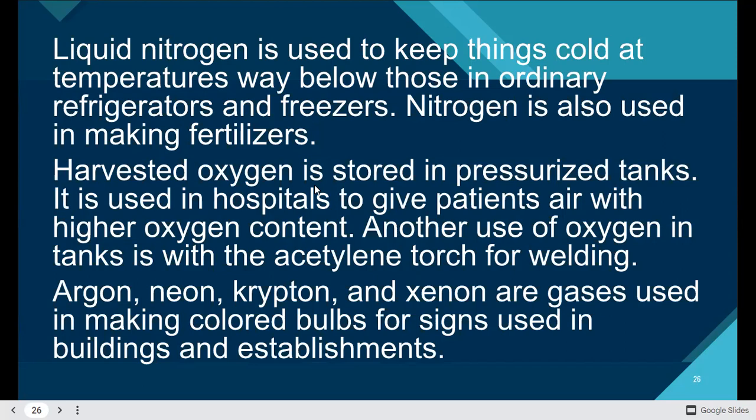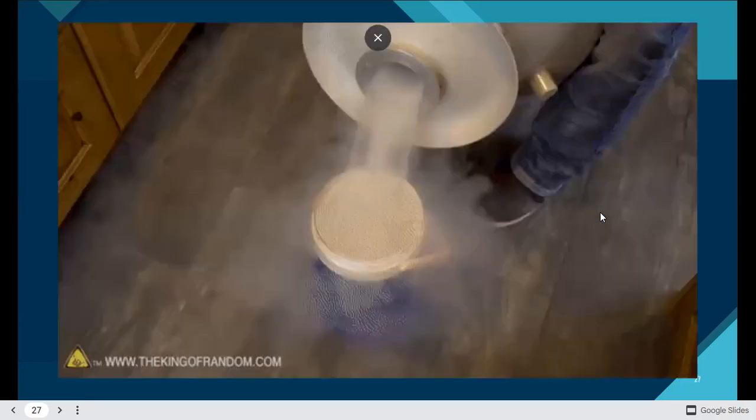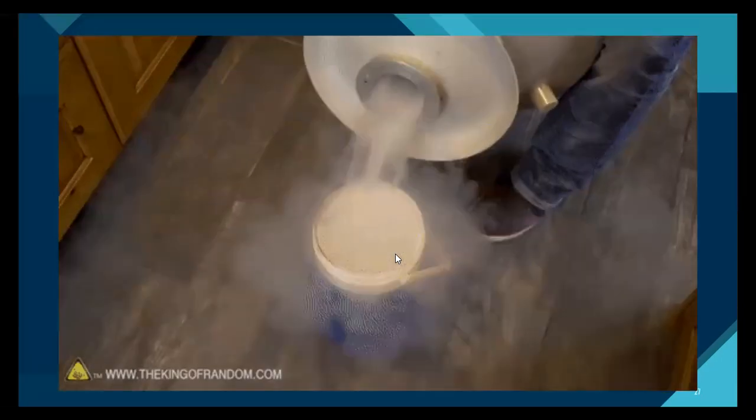Argon, neon, krypton, and xenon are noble gases. They are used in making colored bulbs for signs in buildings and establishments. This is one good example of frozen nitrogen.